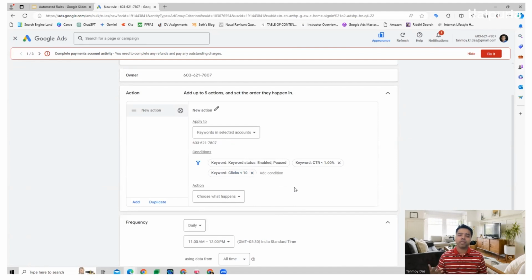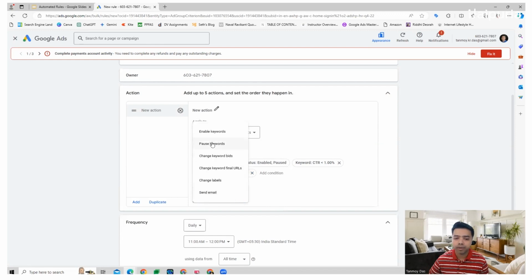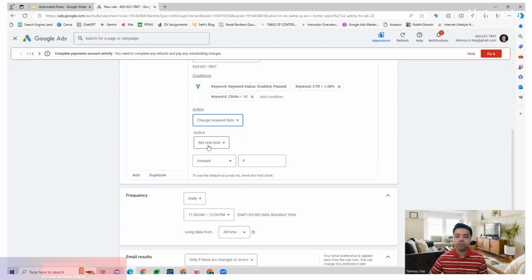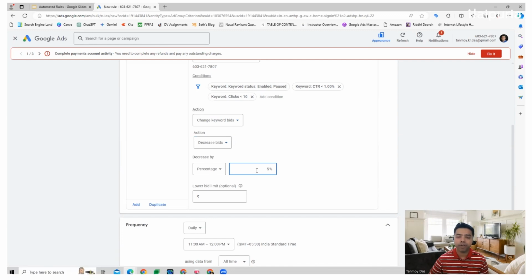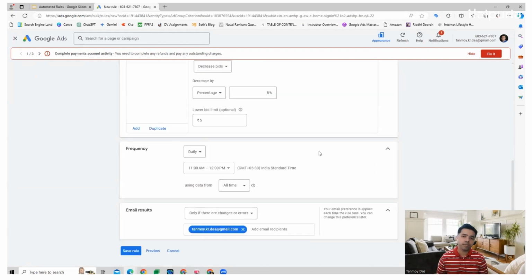In such a case, if there is a keyword whose CTR is less than 1% and the number of clicks is less than 10, that's a bad keyword for us. We would not like to bid more money on it. Rather, we would like to decrease their bids. So we can again do a decrease bids by percentage. Let's say we want to decrease them by 5%. And here also, we don't want to make the bid 0, so you can put a lower limit in this manner. Now this rule will check on a daily basis for keywords which are meeting these criteria and will apply that action on them.